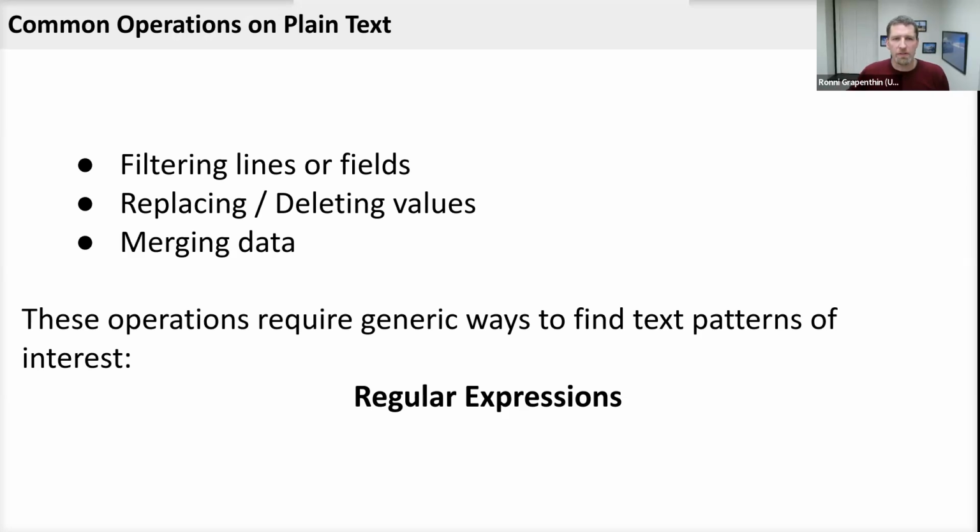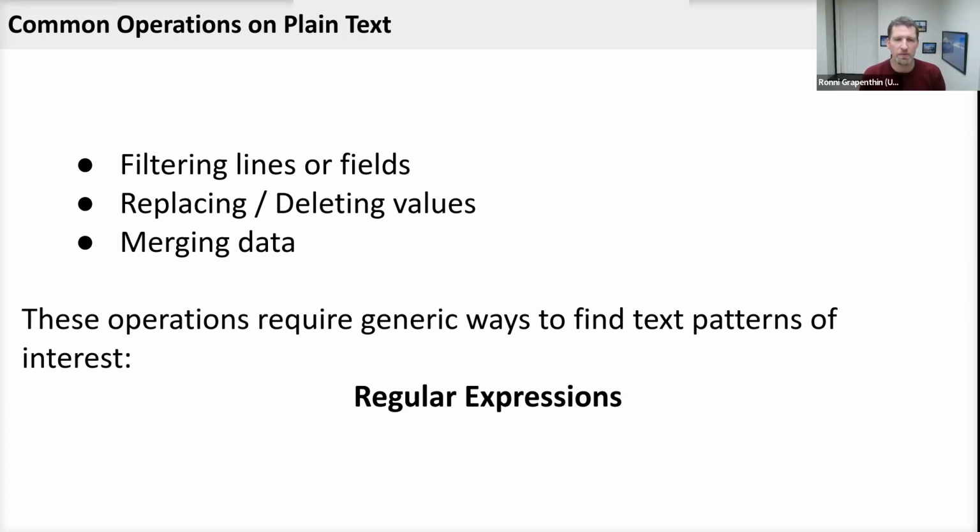Some common operations on plain text form the basis for this. What we often do is filter lines or fields, so we want lines that contain certain pieces of information in our output. We might want to replace or delete values, say something that is particularly large or particularly small, or is known to be not a number. We want to be able to merge data from different files into one coherent unit that we can use.